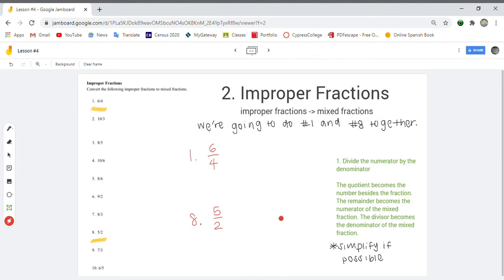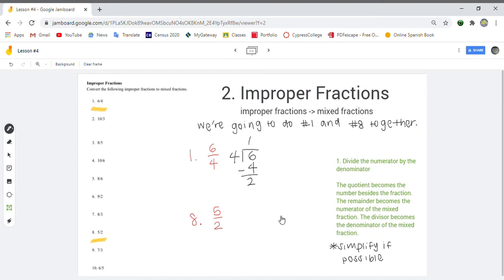And we'll be doing number 1 and number 8 together. So looking at number 1, it says 6 over 4. And for this one, we'll follow these over here. So it says divide the numerator by the denominator. So we'll divide 6 by 4. So we'll put the 6 inside here and the 4 outside. And 4 goes into 6 one time, so we put the 1 over there. And we'll subtract these two to get 2.